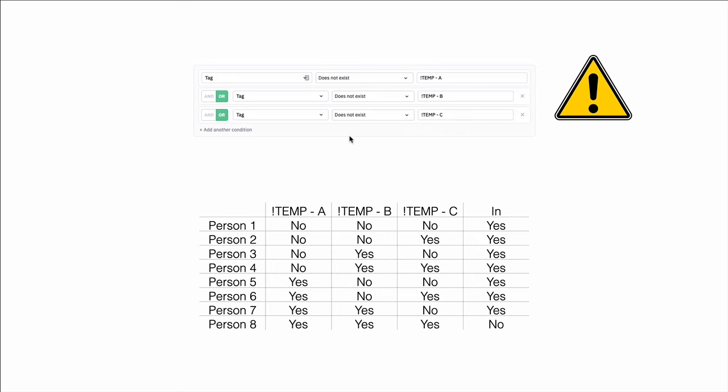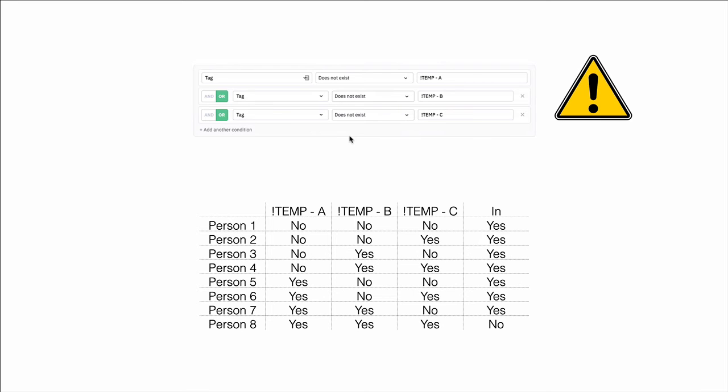Again, I don't recommend this one, but it is possible to do it. So if there's an alternative way, I would recommend doing it. So this is an or scenario with negative logic. A person doesn't have the temp A tag, or they don't have the temp B, or they don't have the temp C. That means they could have the temp C tag, but not the temp B tag. And the majority of the people meet this requirement. Only one person doesn't. That's person 8, who happens to have all of those tags.